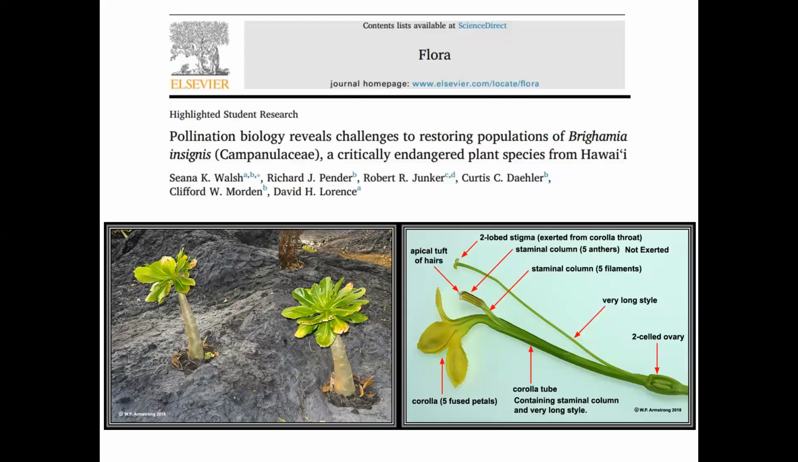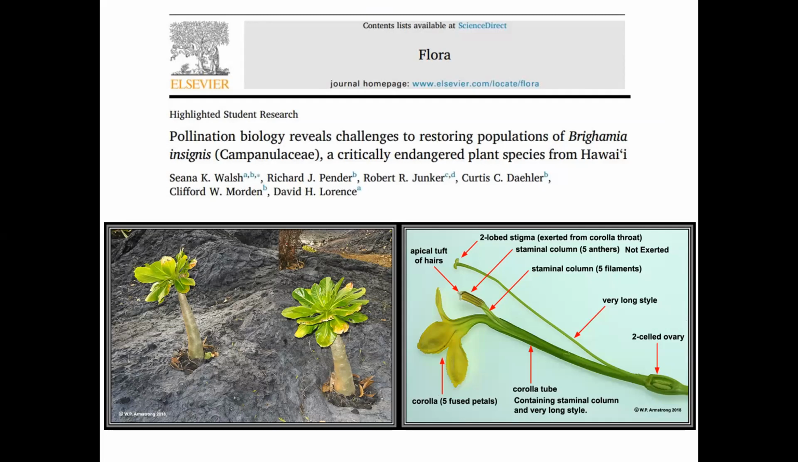So as you can see, pollination systems are incredibly varied and often highly evolved and quite specialized. And I just wanted to touch on a little bit of what happens when these systems are disrupted and what it means for plants and for humans.